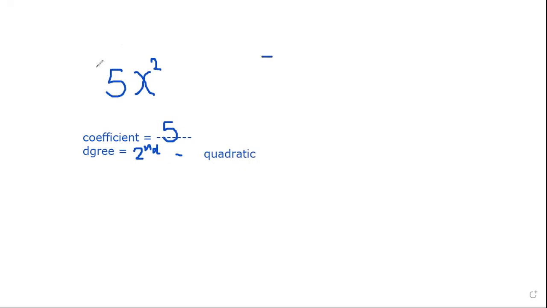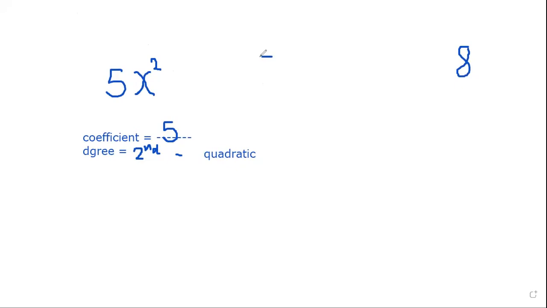Let me give you another question. This expression in front of us consists of how many terms? One term, yes. So this one is a monomial. Now, constant, like 8, is called constant, but it's a monomial.